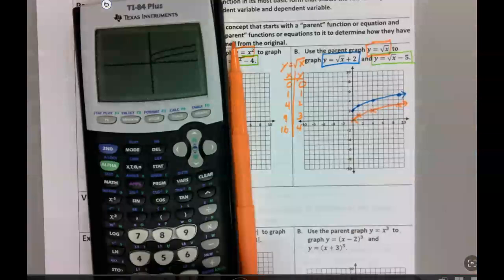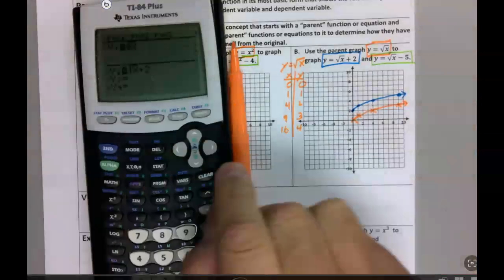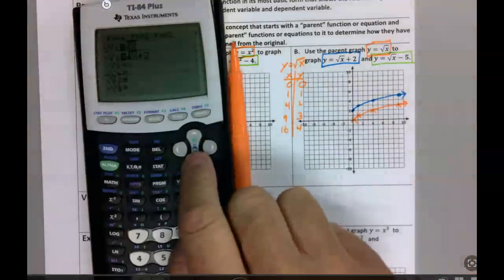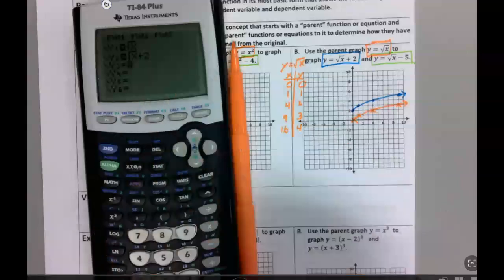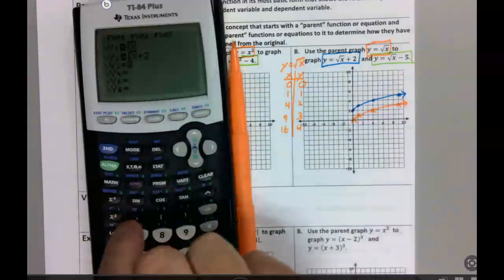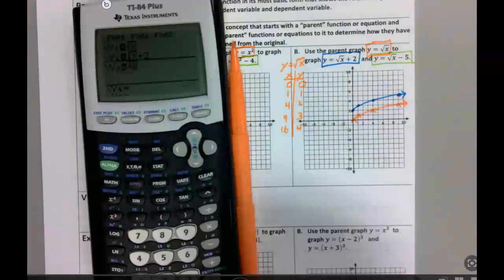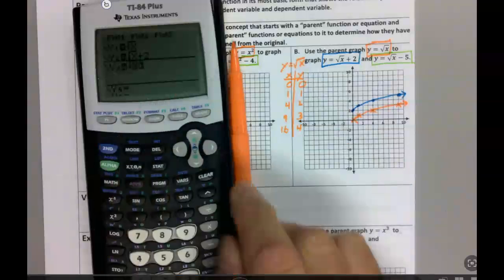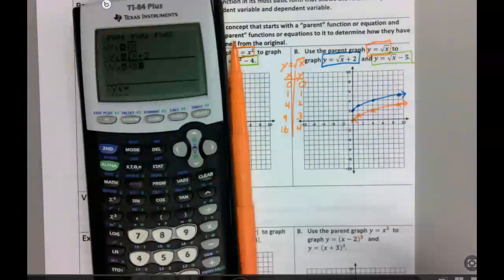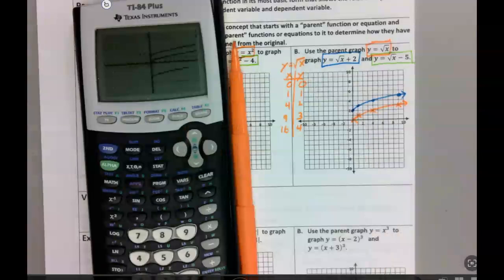The next one, hit the blue key, square root, x, put the x in, but you got to arrow out of it to get out of the radical, correct? And then -5, and hit graph. And what's it do to the graph? Shifts it where? Down 5, doesn't it? Correct? Are you able to plug this in?